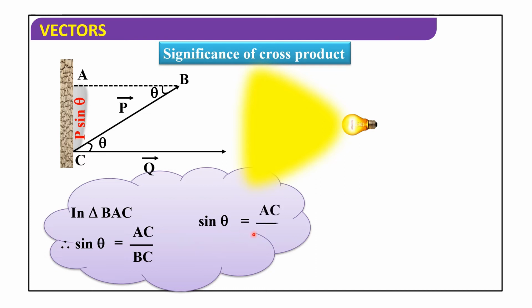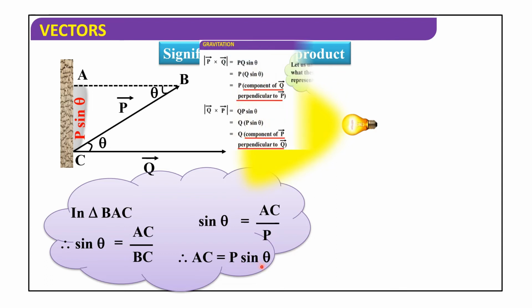Sin theta is equal to AC by P, where BC is the vector P bar. Therefore AC is equal to P sin theta. So the modulus of P bar cross Q bar equals PQ sin theta, or the modulus of Q bar cross P bar is equal to QP sin theta.